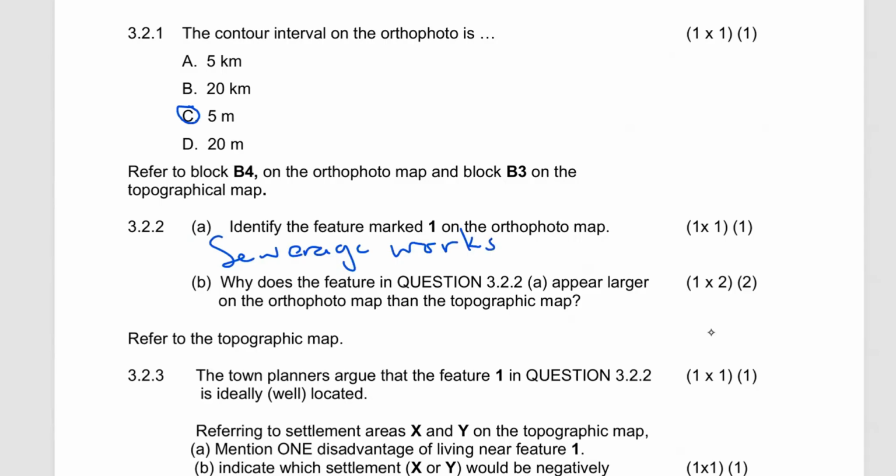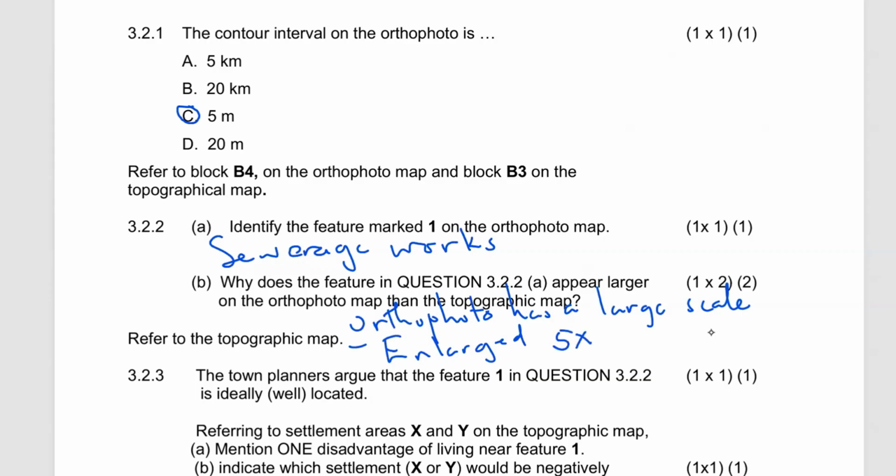That's the feature. Why does the feature in question 3.2.2 appear larger on the orthophoto? It is appearing larger because the orthophoto is a large scale. In other words, you are saying it was enlarged 5 times bigger than on the topographic.